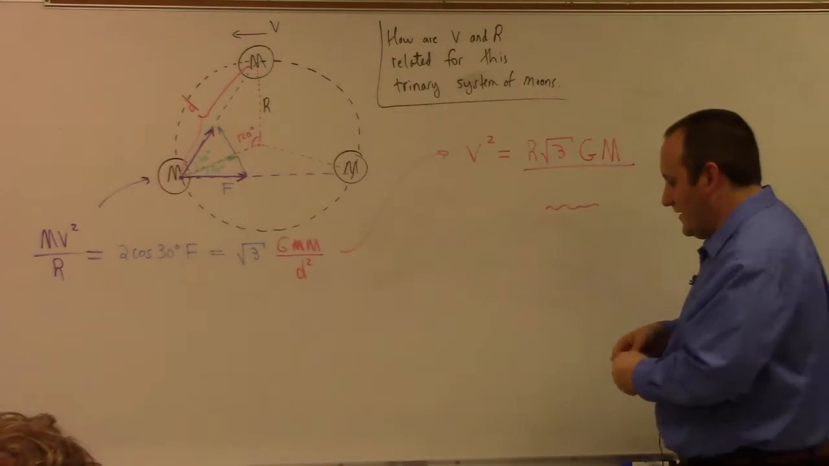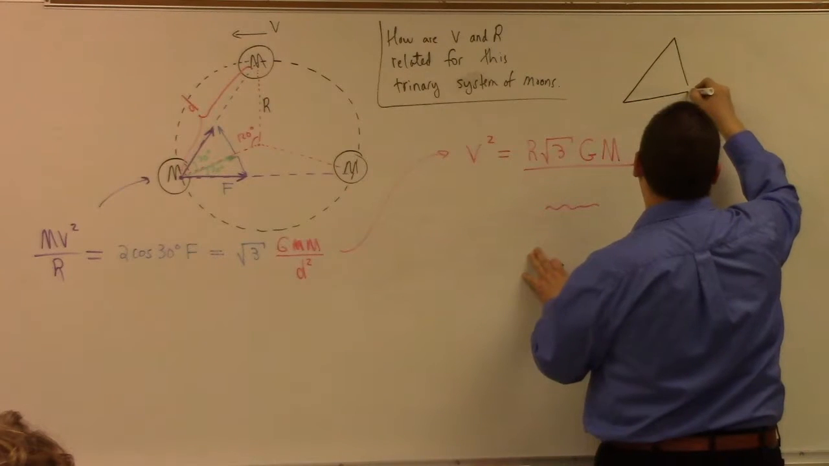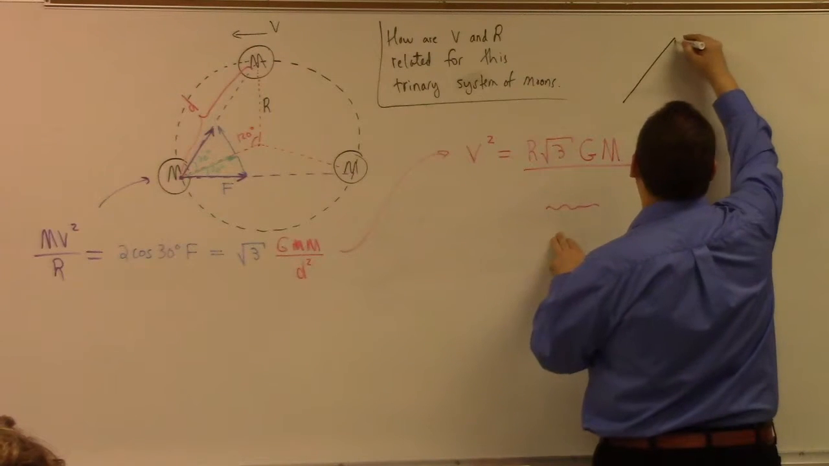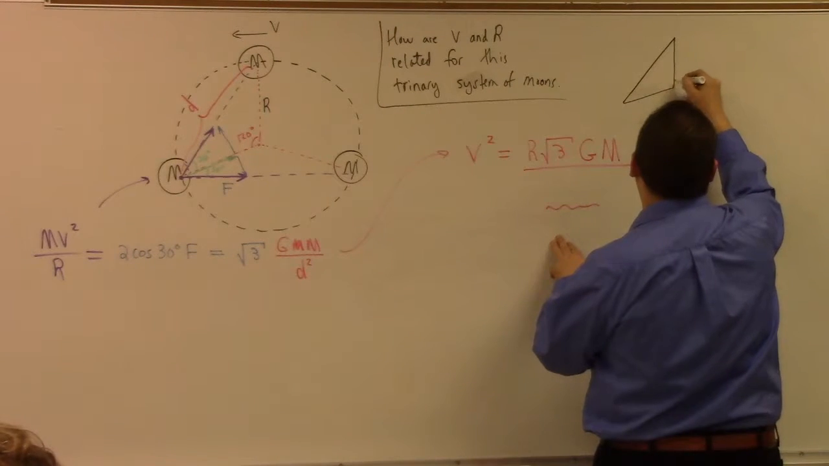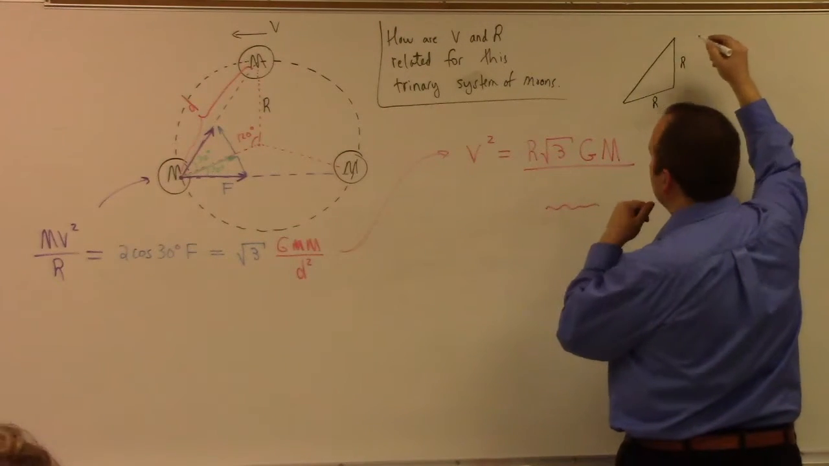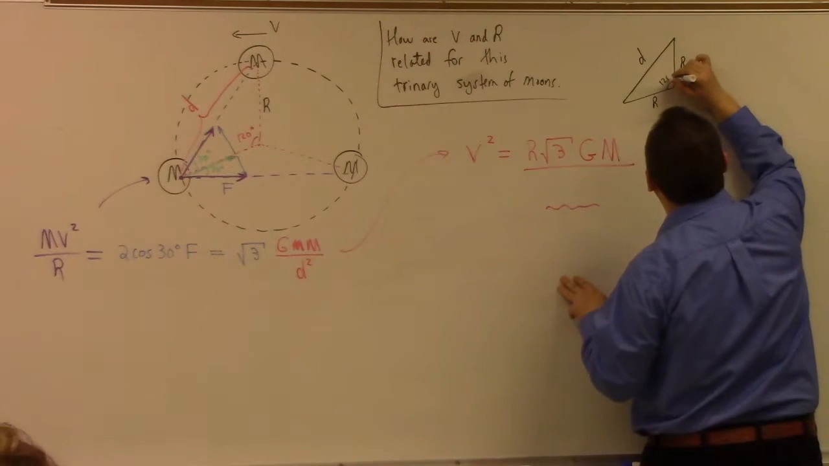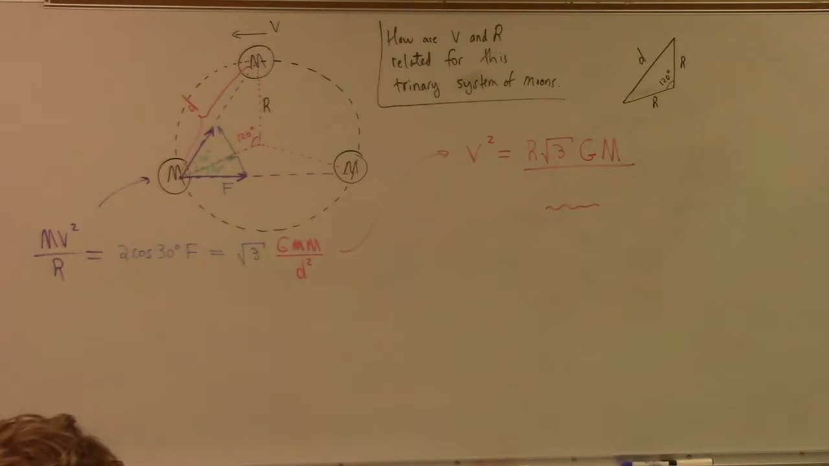If my picture is too cluttered, I draw a new one. Still not the right picture yet. That's R, this is D, and that's 120 degrees. What's the right tool to find D with the minimum of effort here? Law of sines or cosines? One of those. I'm going to go with cosine.